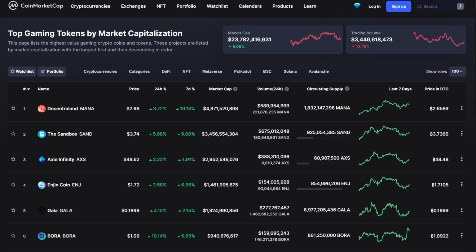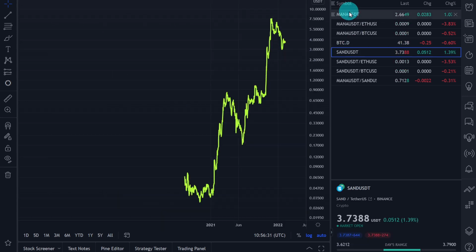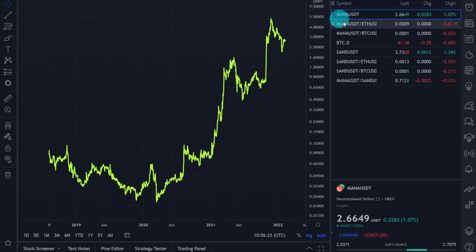Let's have a look at crypto gaming and let's look at Decentraland, ticker symbol MANA, versus the Sandbox, ticker symbol SAND, the two largest gaming-related cryptocurrencies. Now on this channel, we like to look at various data points, and of course, we are going to look at the different charts, not just in US dollars, but also relative to Ethereum, relative to Bitcoin, and relative to one another.